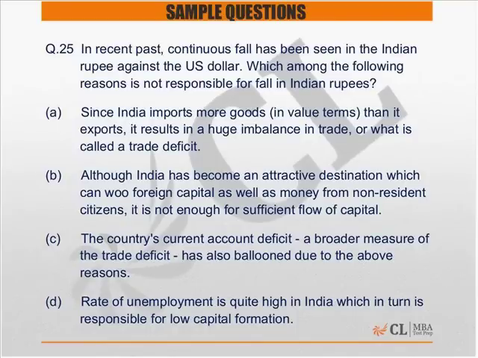Since India imports more goods than it exports, it results in a huge imbalance in trade, or what is called a trade deficit. Here you get a definition, and this is the very correct reason for the fall in Indian rupees. Trade imbalance is high. There is a huge trade deficit. We import more while we export less. Huge trade imbalance is a reason for the fall in the rupee.